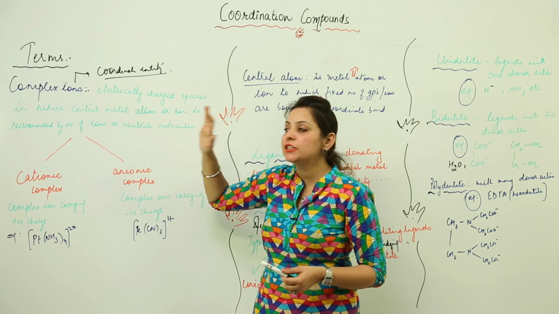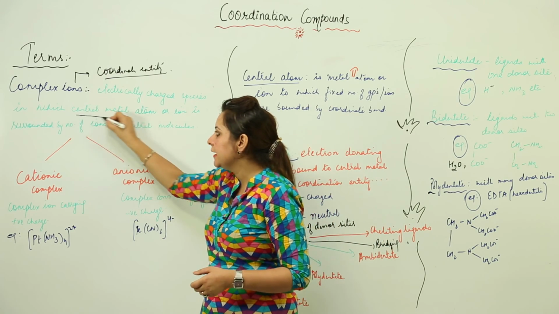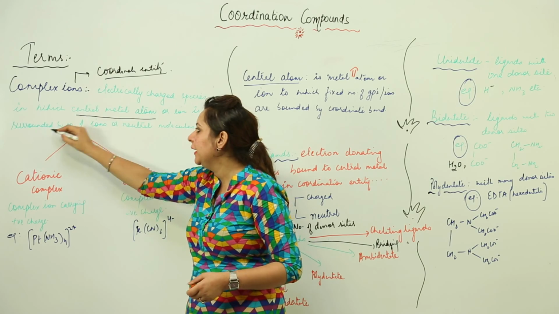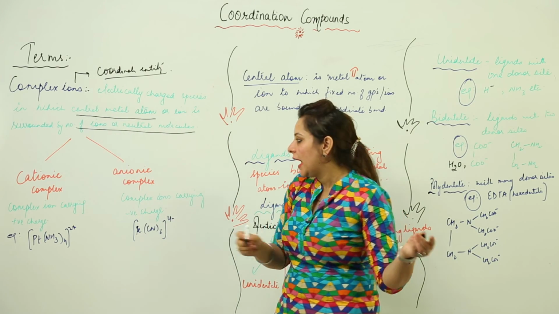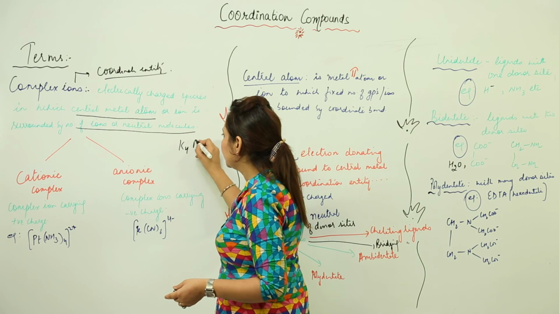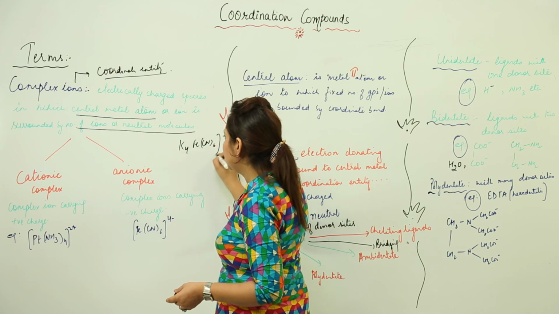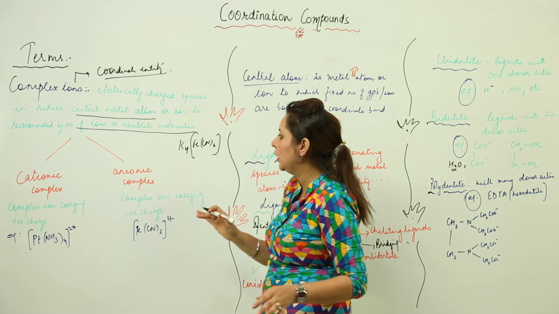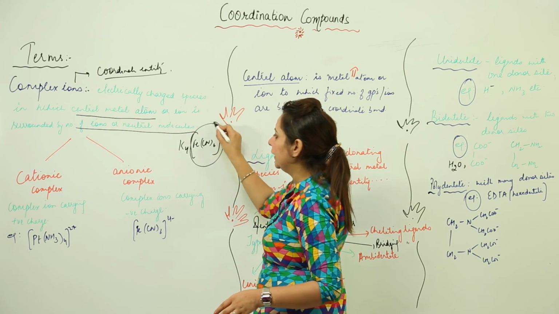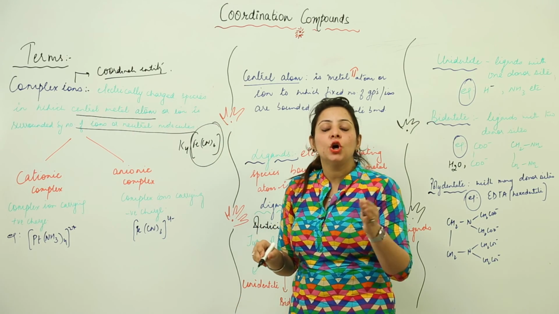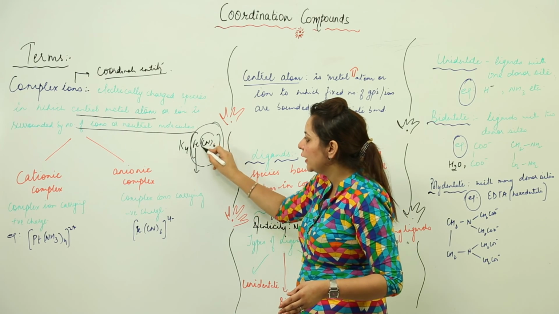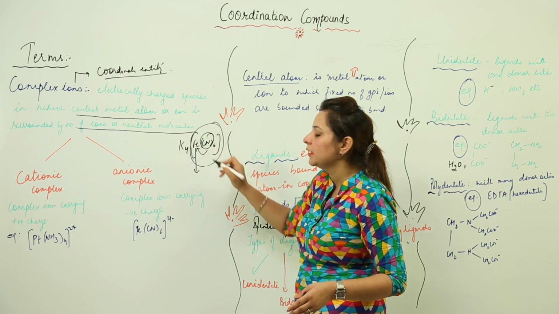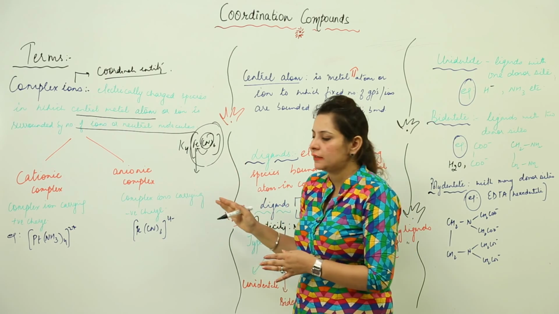It is an electrically charged species in which there is a central metal atom surrounded by many groups or neutral molecules which are actually linked. As we discussed before also, suppose this is my coordination compound. So this is my complex ion, or you can say this is my coordination entity, in which I have the central metal atom and the groups also which are joined to it. This is called a coordination entity.